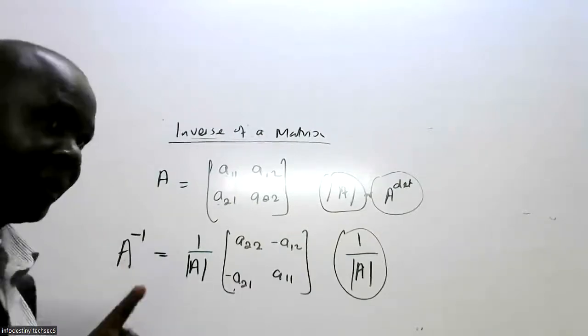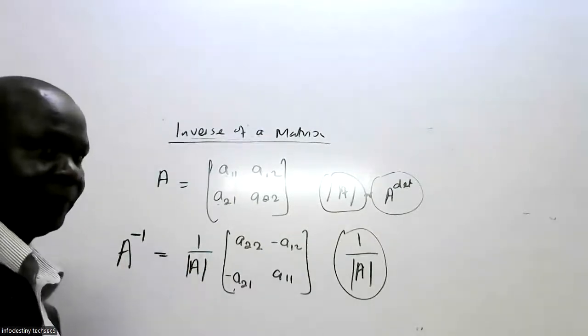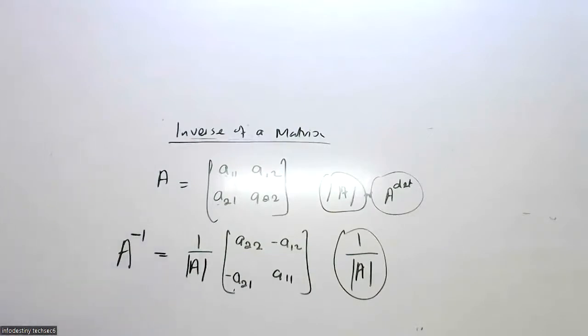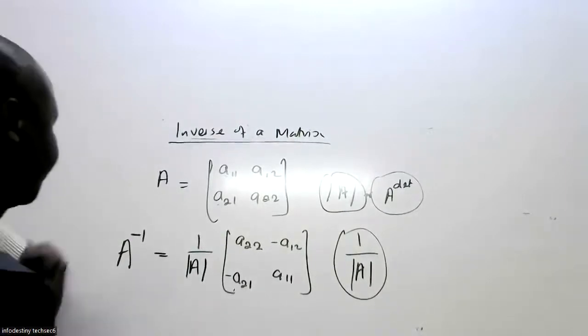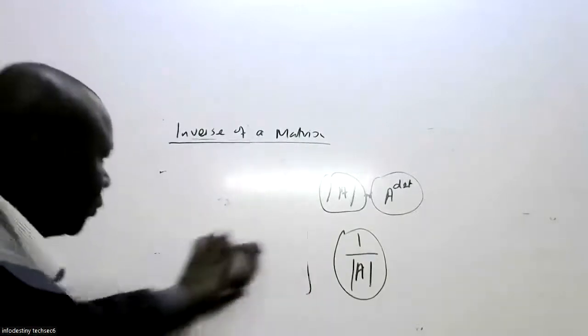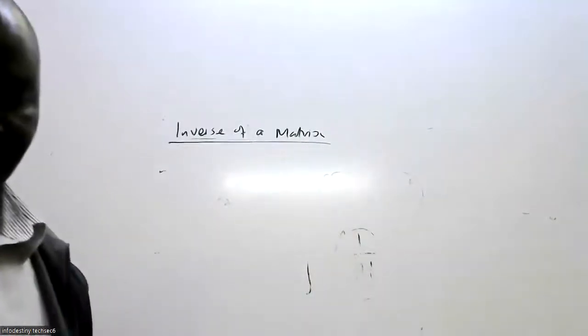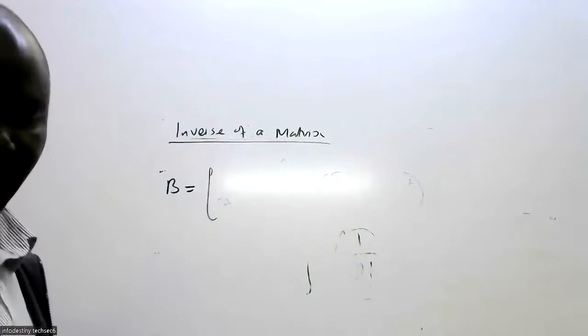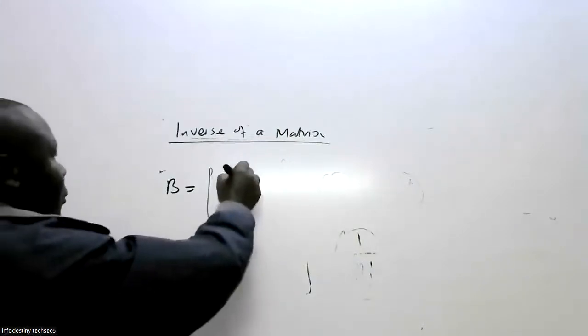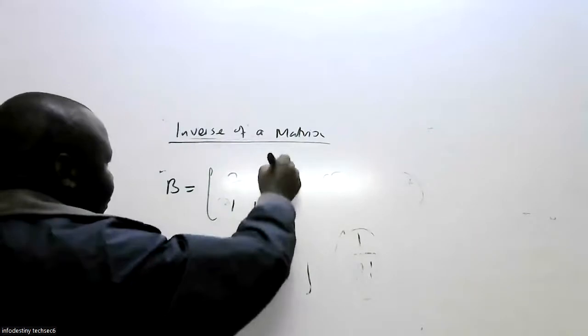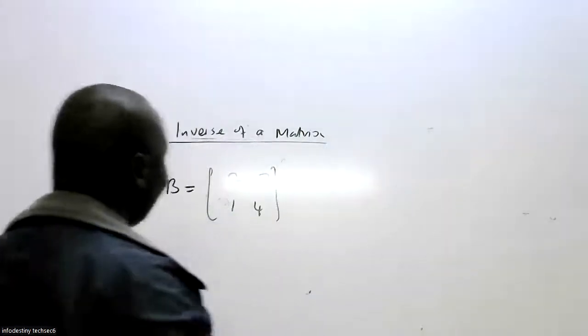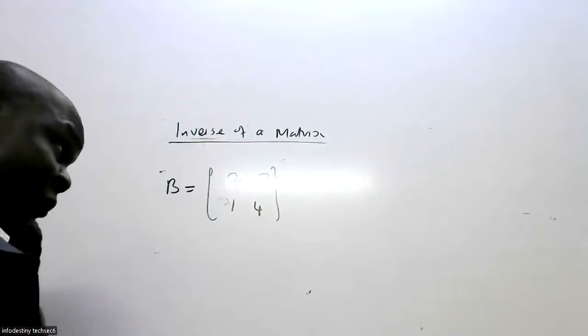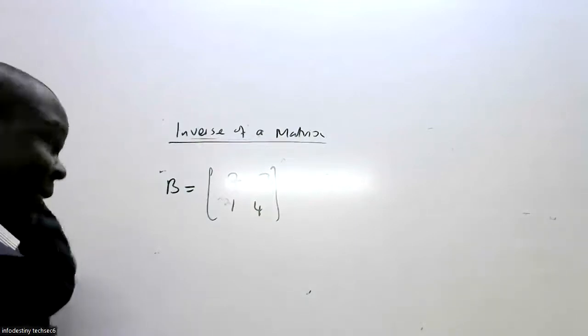If you get it at 7, so we take 1 over 7. Now let's look at an example. B equals 2, 3, 1, 4. When you're trying to get the inverse of this particular matrix, the first step before you get the inverse is to get the determinant of this.